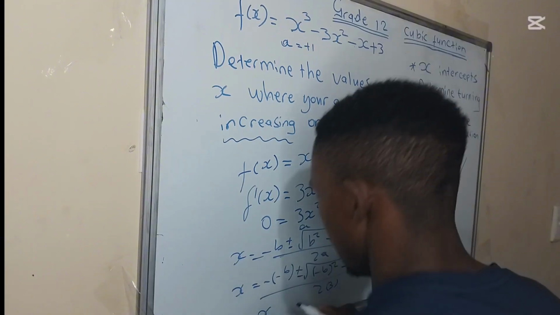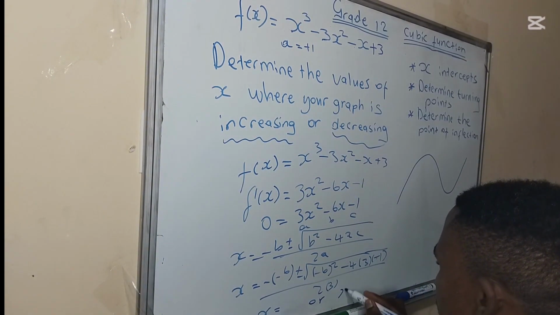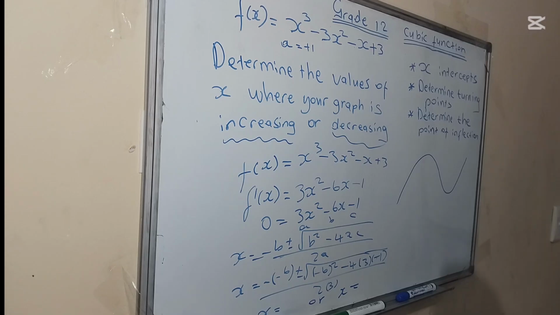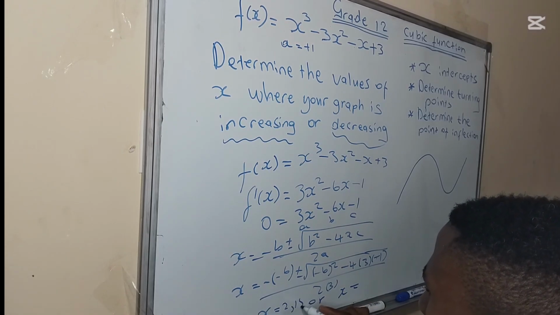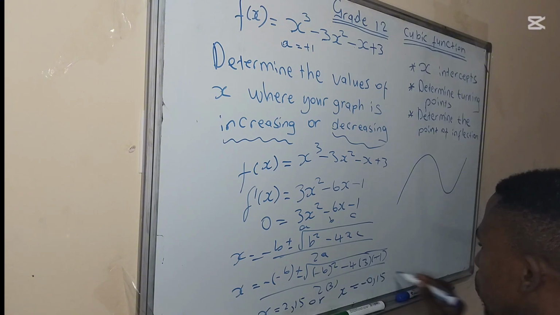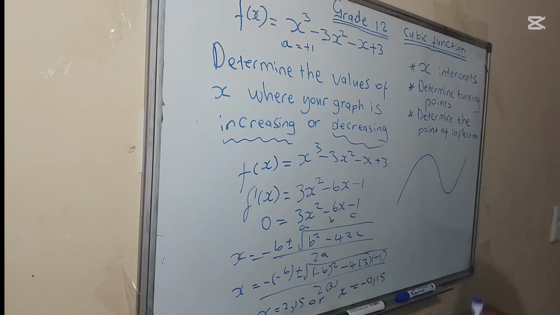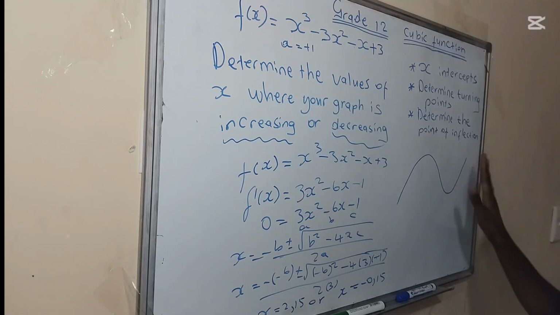Then our x is equal to this, or our x is equal to that. Then our x is equal to 2.15, or our x is equal to negative 0.15. Now let's use these x coordinates to answer this question. So let's draw our graph.